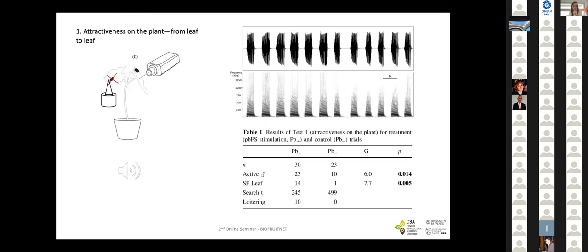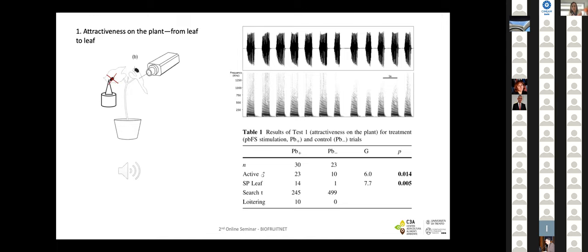The female on the plant was removed, and playback with a shaker, as the one that Valerio showed you before for the mating disruption, was applied to the plant to play back this signal here that you can see. Unfortunately, I cannot let you hear it, but it's a very repetitive signal that is usually emitted by the female.